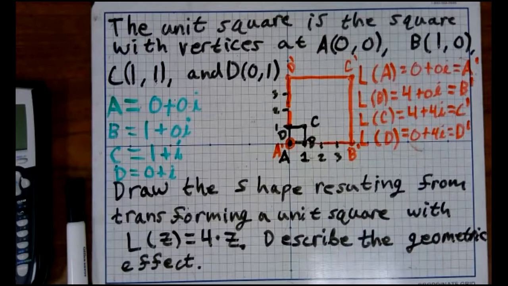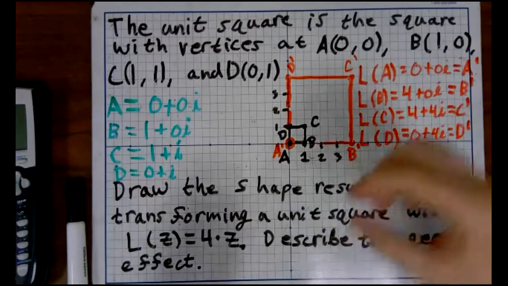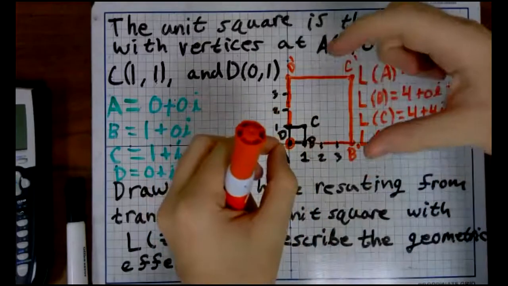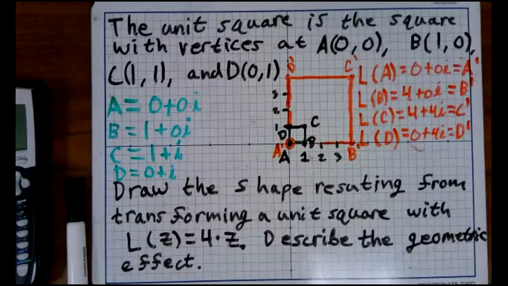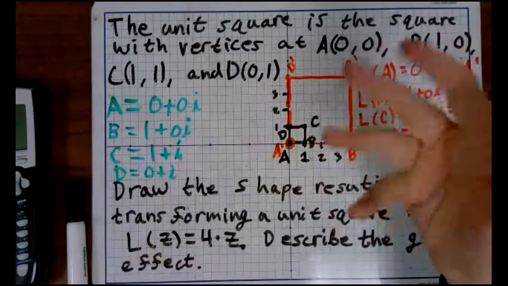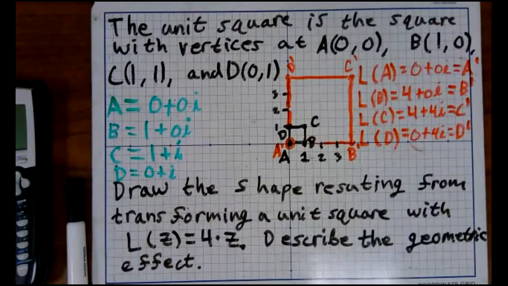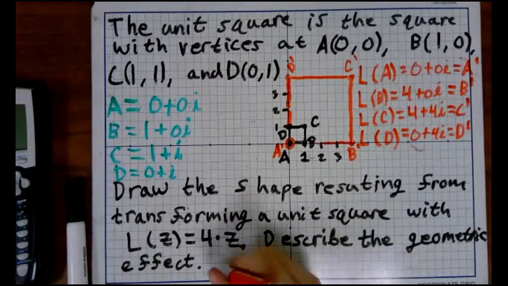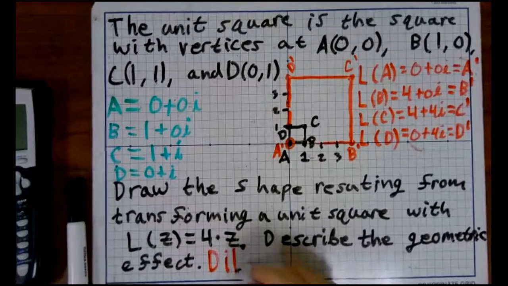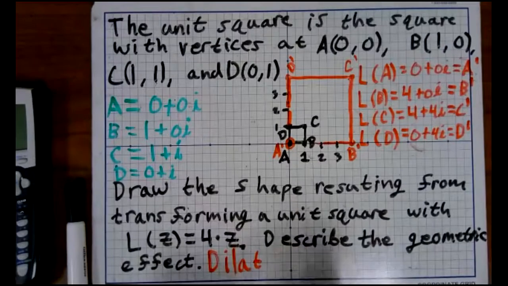So what happened to our shape when we multiplied it by 4? What is it called when a shape expands like this? Someone in the chat wrote expand. Dilate. Yeah, exactly, dilate. Expanded is correct, that is the correct word we'd use in English, but this is math class. So we'll use mathies, which is it dilated. So it dilated. How much did it dilate? How many times bigger did it get?